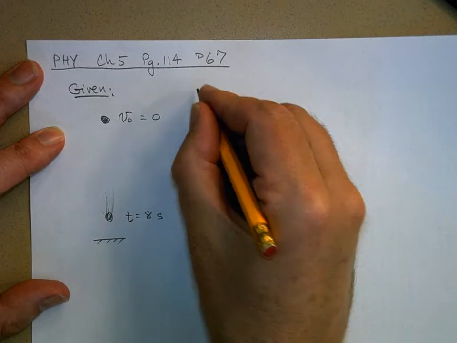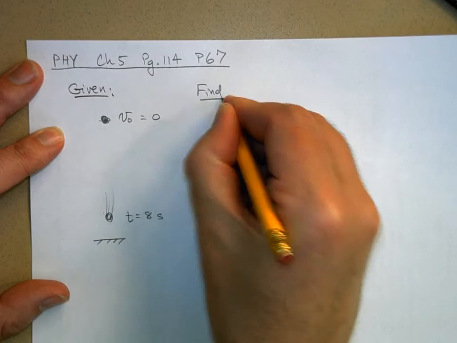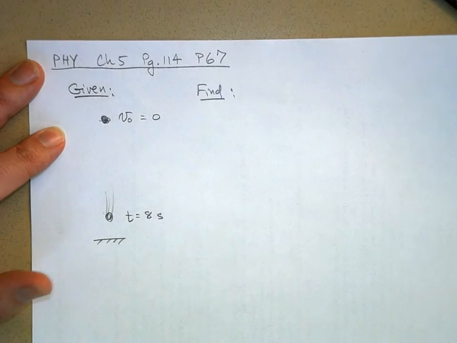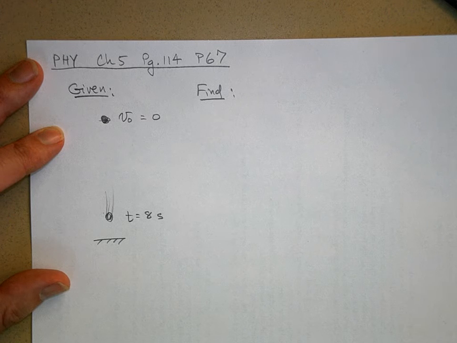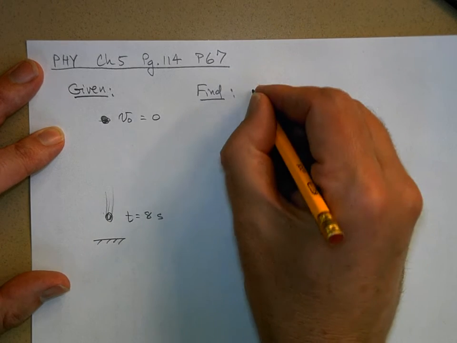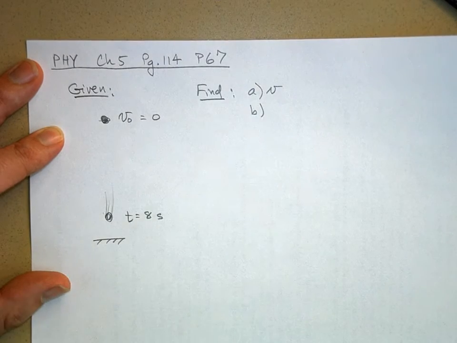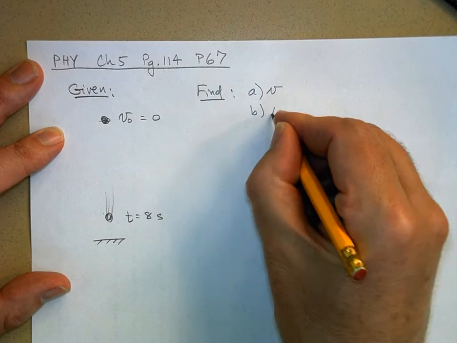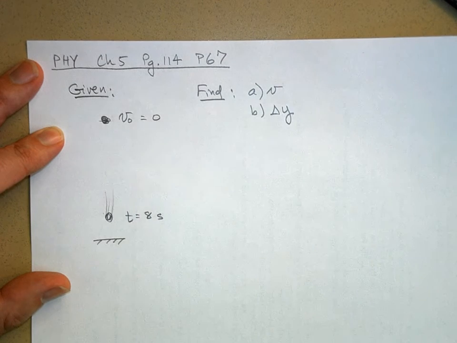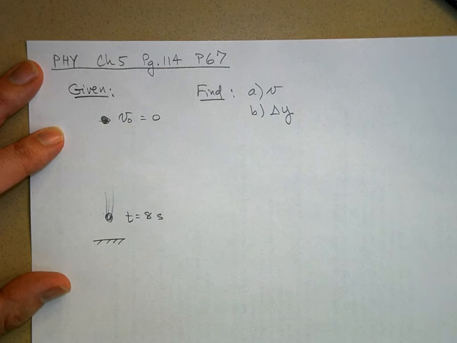And what are we trying to find? Well, we want to know for part A, calculate the stone's velocity. And B, we want to know how far it fell. So we want to know what its displacement was. Well, it says directly there, what is the stone's displacement?